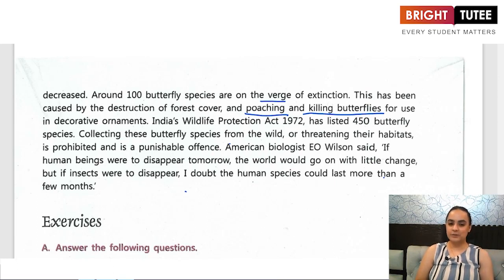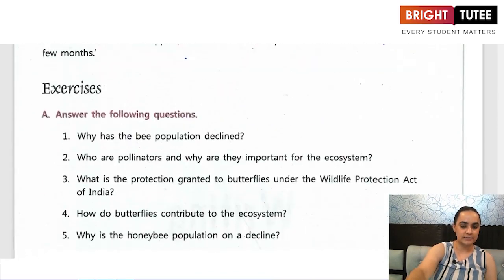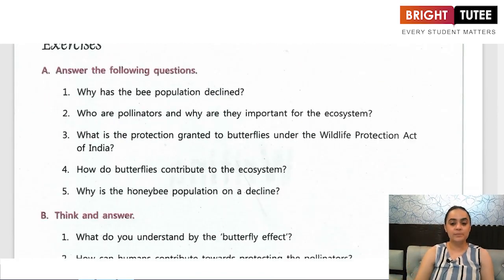So you see, my dear students, it was so easy for us to go through the passage and understand what it is trying to explain. Let us move on to the discussion of the back exercises. Why has the bee population declined?